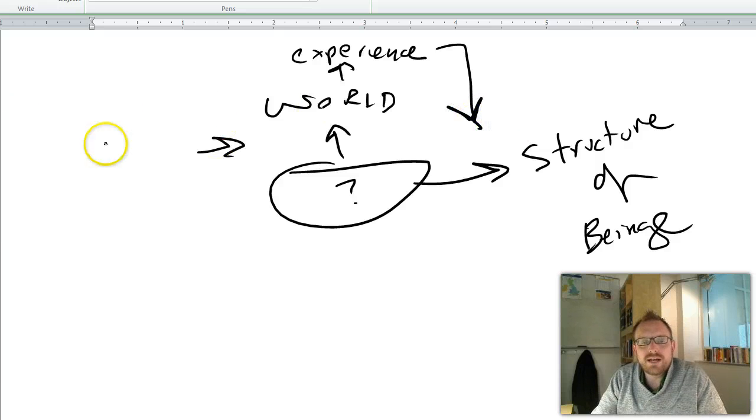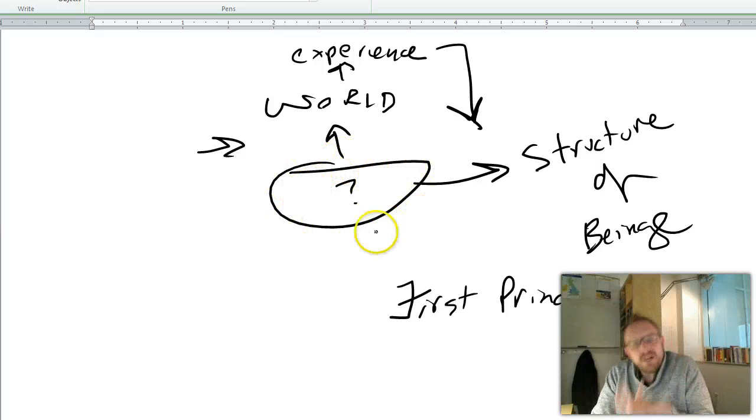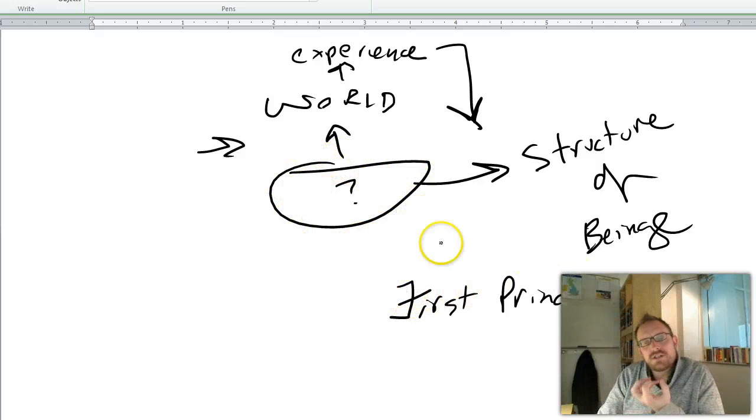Right? Now, what Aristotle says is that what metaphysics is after in terms of this structure of being, which sounds really fancy, we might just say that metaphysics is after what he calls first principles. That is, he wants to understand not just that we have this experience, but what is the principle that undergirds the world? This is the first principle he's after, right?